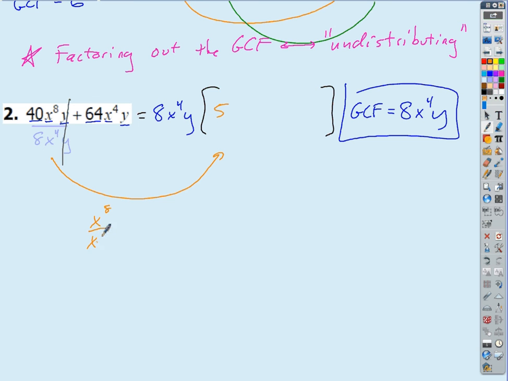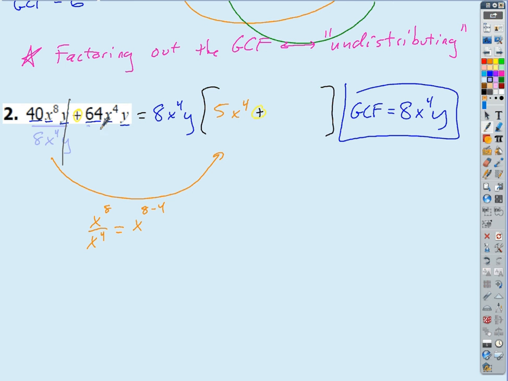X to the 8th divided by x to the 4th is what? Because you subtract, right? When you divide like bases, you subtract exponents. So I get x to the 8th minus 4. And then look, the y's just canceled, didn't they? Right? So there's my first term. And I'm going to put a yellow circle around the plus sign so we can keep track of where each of these comes from.